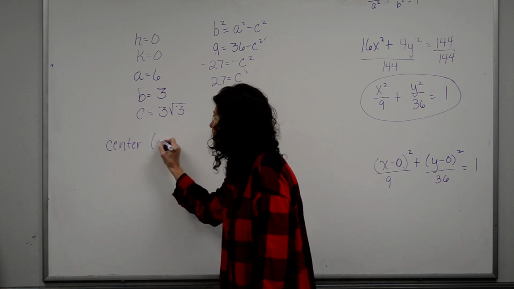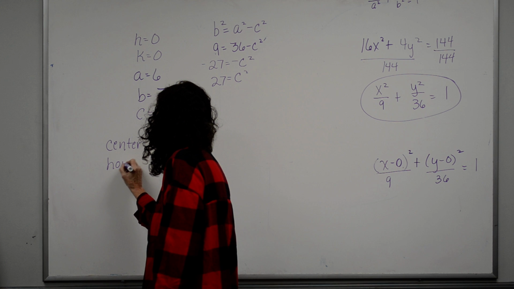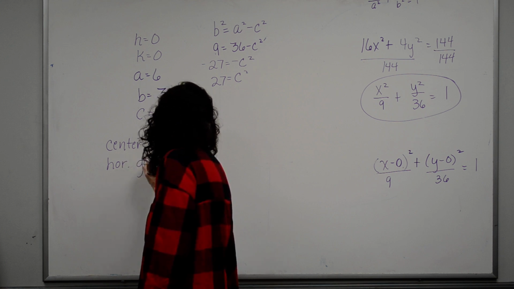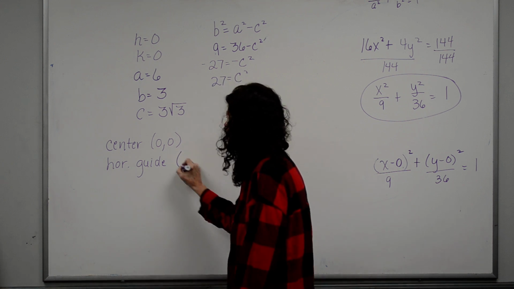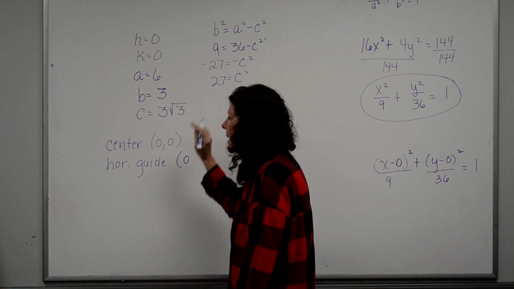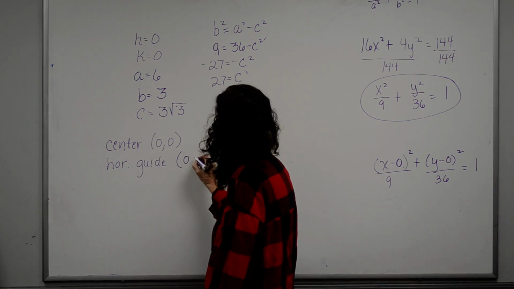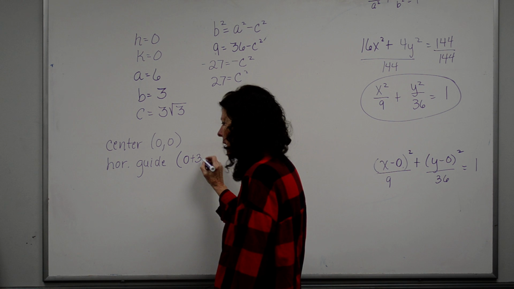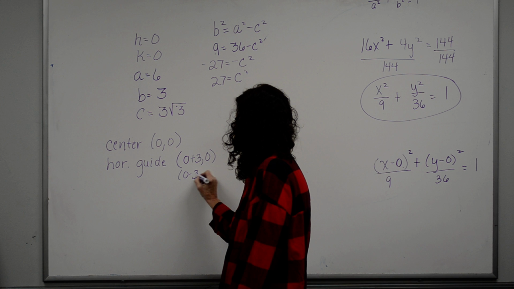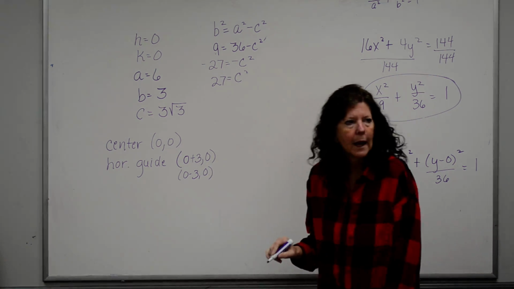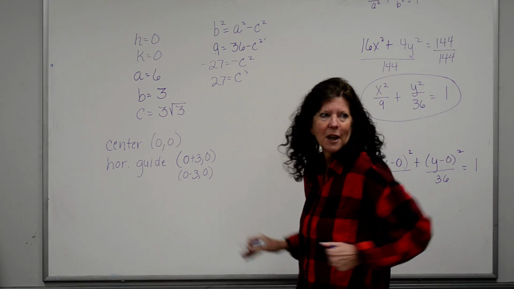0, 0. Then it asks for the horizontal guide. What it says is I'm going to take my h value, which is 0, and add my c, or actually no, I'm going to add my b to it. So I have 0 plus 3, 0, and 0 minus 3, 0. That's how I do it, and then I'll show you how to graph it.